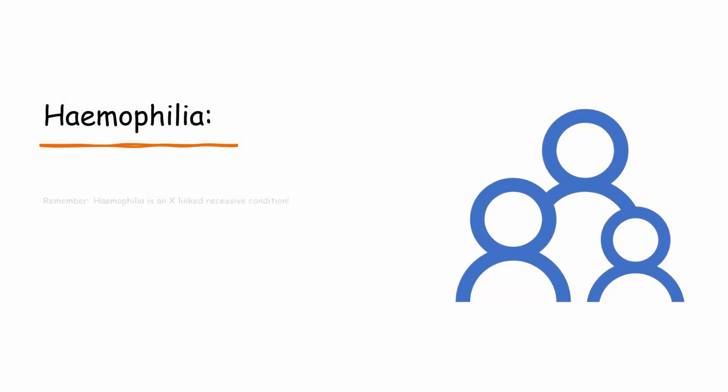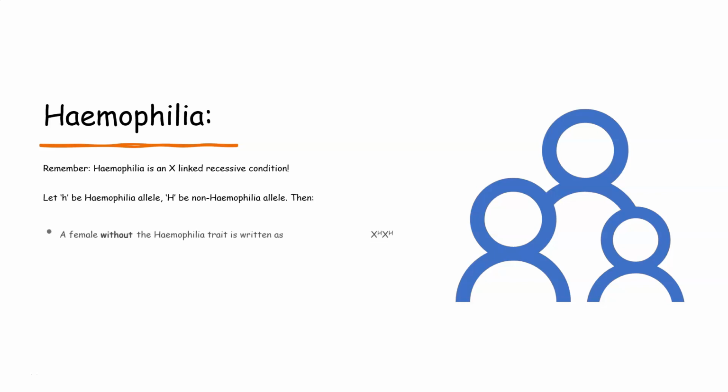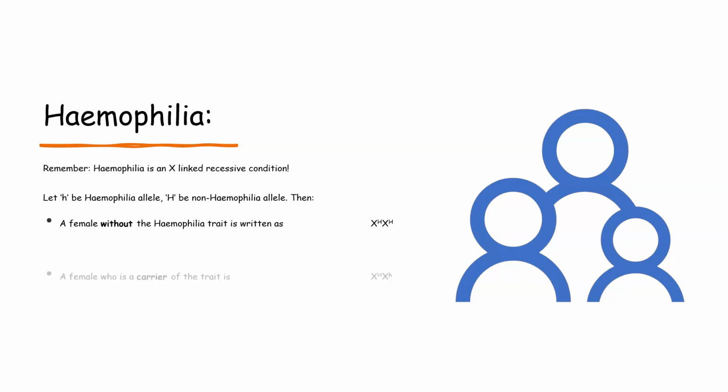Okay, let's have a look at haemophilia. Now, remember, haemophilia is an X-linked recessive condition. So if we're looking at this, we're going to use little h as the haemophilia allele and big H as the non-haemophilia allele. So a female without the haemophilia trait is written as XX, with capital H's, because H is the non-haemophilia allele.